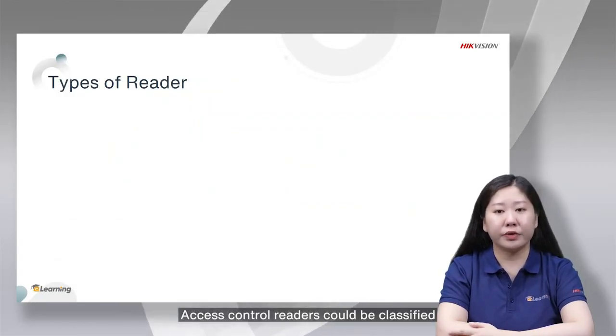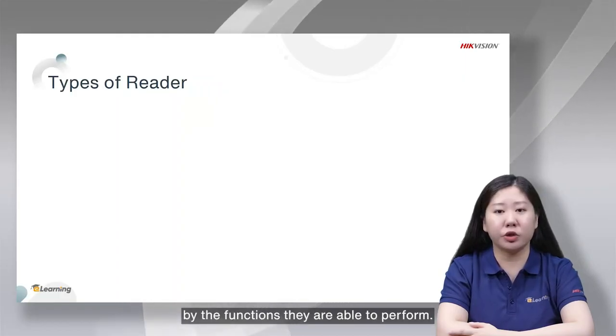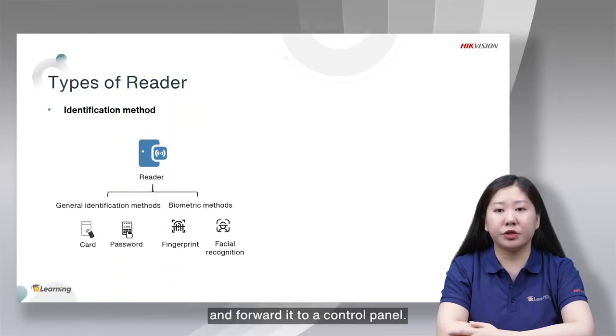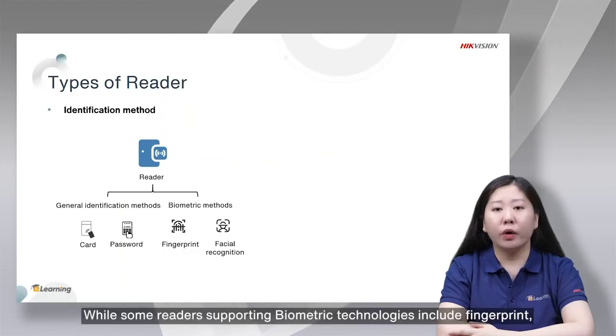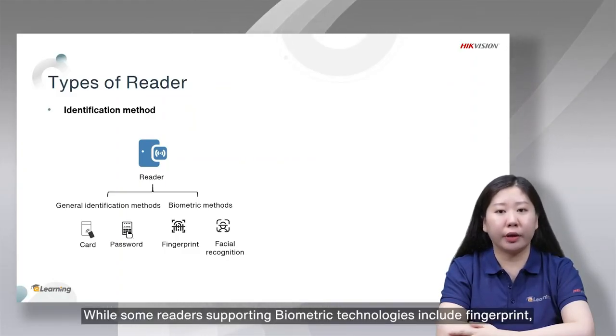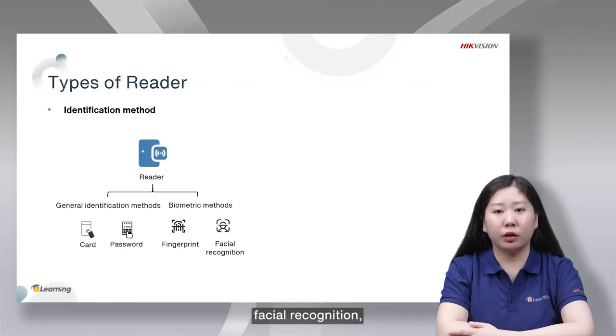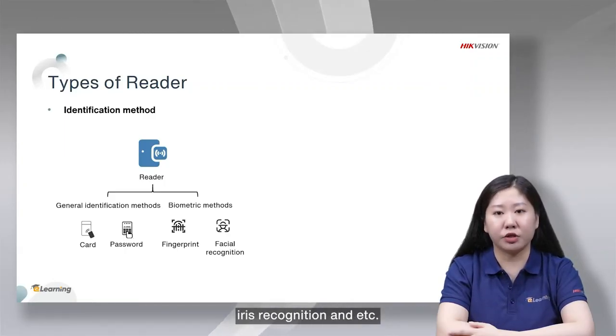After talking about controllers, we will move on to the readers. Access control readers could be classified by the functions they are able to perform. Basic readers simply read card or PIN number and forward it to a control panel, while some readers support biometric technologies including fingerprint, facial recognition, iris recognition, and etc.